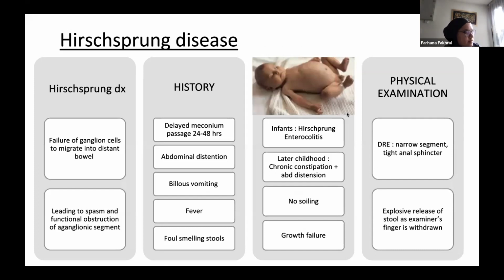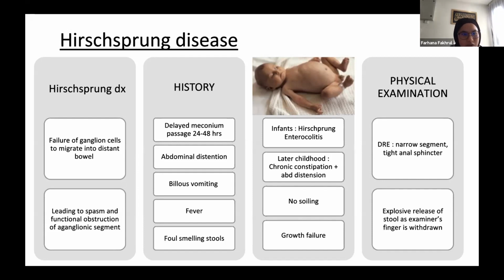So the next one is Hirschsprung disease, all right? In Hirschsprung disease, there's a failure of ganglion cells to migrate into the distal bowel. So it leads to spasm and functional obstruction of the aganglionic segment. I'll explain about it more in the next slide.